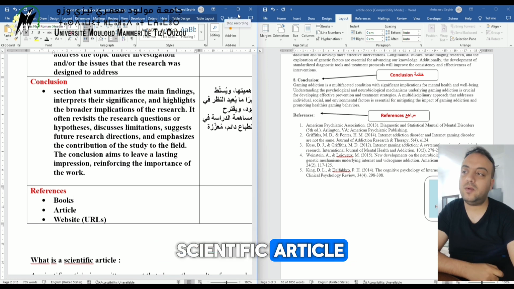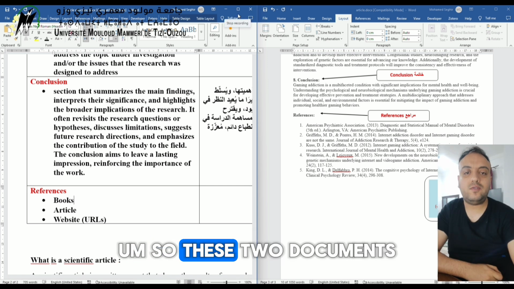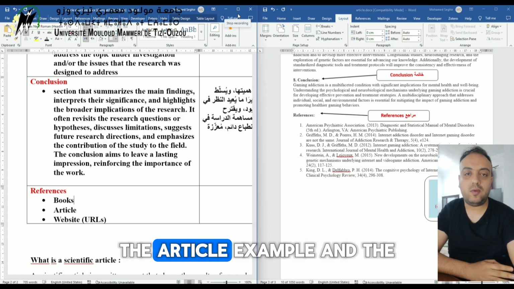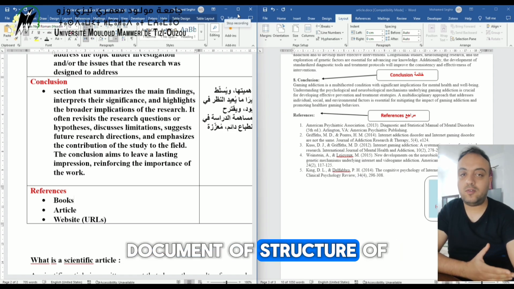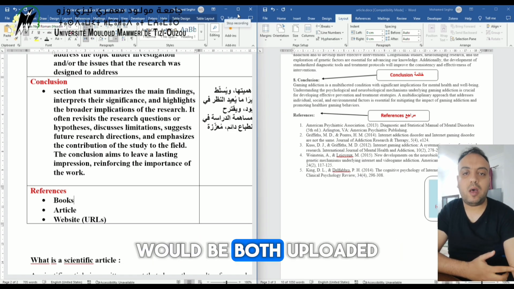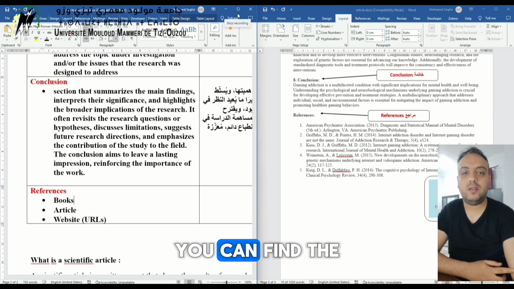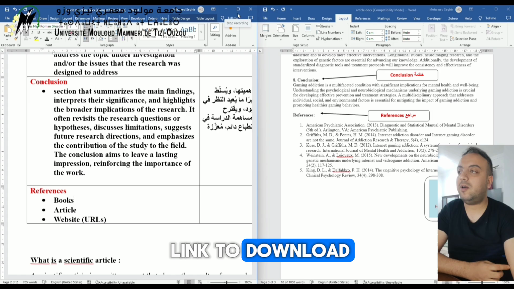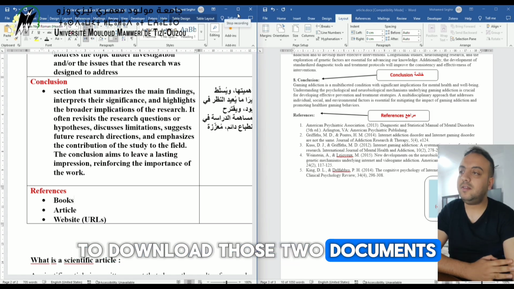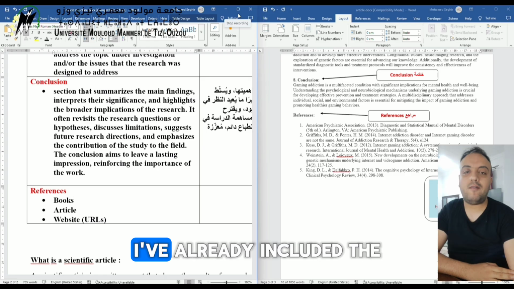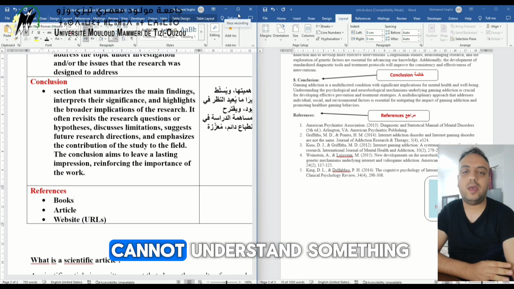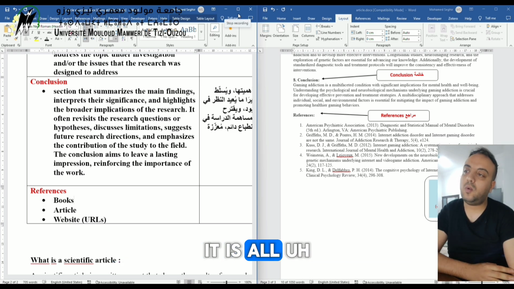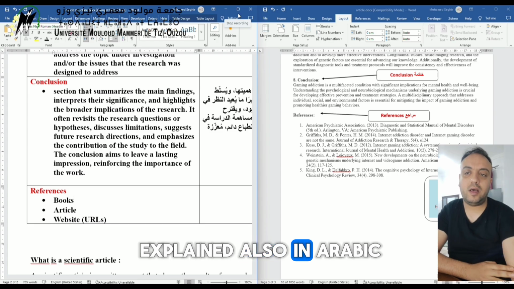These two documents, the article example and the document on the structure of a scientific article, will both be uploaded to the website. You can find the link to download those two documents, and you can see that I've already included the translation into Arabic in case you cannot understand something. It is all explained also in Arabic.